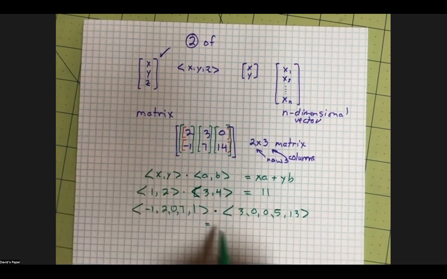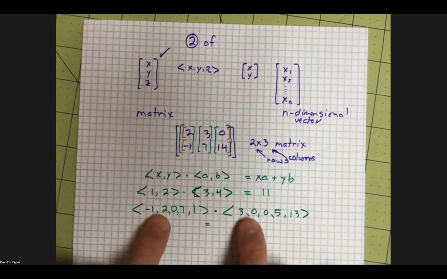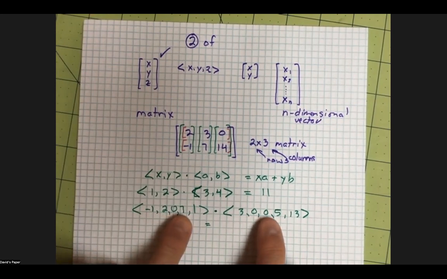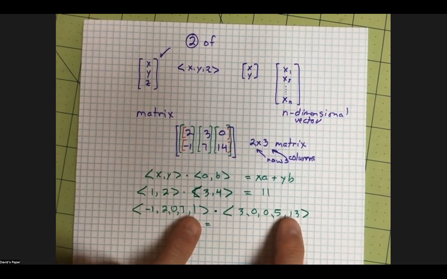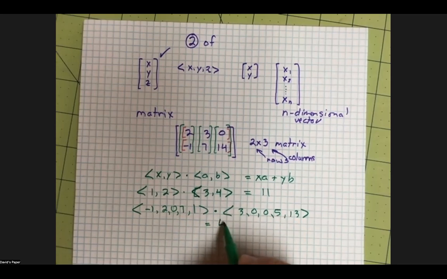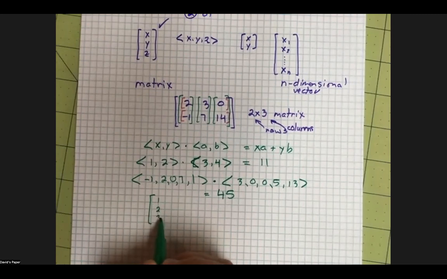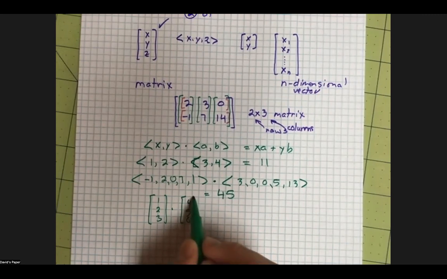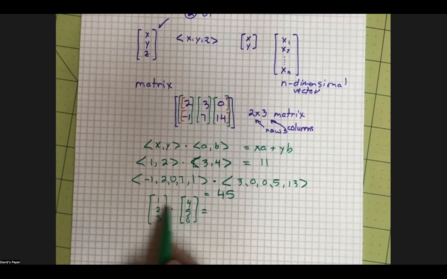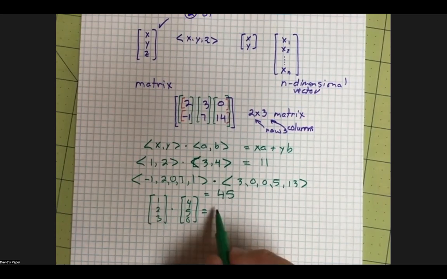So when I dot these two vectors right here, I get -3 + 0 + 0 + 35 + 13. If I add that up carefully, 35 and 13 is 48. -3 is 45. So dot product is not mysterious. You've already done that before. And even if I wrote the vectors like this, 1, 2, 3, 4, 5, 6, and told you to dot them, you would learn that game quickly. 4 plus 10 plus 18. 4 plus 10 is 14, plus 18 is 32.